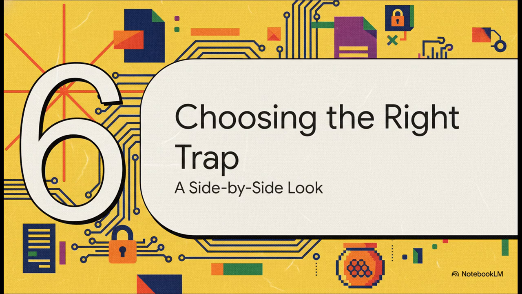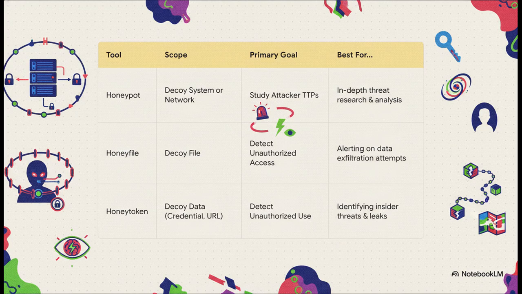Okay, so there you have it. We've got our three traps: the big decoy system, the booby-trapped file, and the sneaky little digital tripwire. Let's put them all side by side and figure out when you'd use each one. This really breaks it down perfectly. If your main goal is to do a deep dive, to really understand your enemy's playbook, you need a honeypot. If you just need a super fast, no-false-positives alert that someone is snooping around your file server, you plant a honeyfile. And if you're worried about stolen credentials or insider threats, a honeytoken is the perfect surgical tool. It's all about matching the trap to the specific threat you're trying to catch.